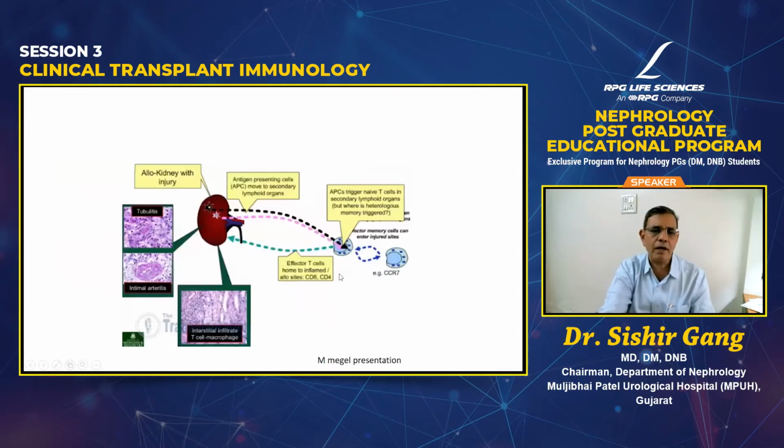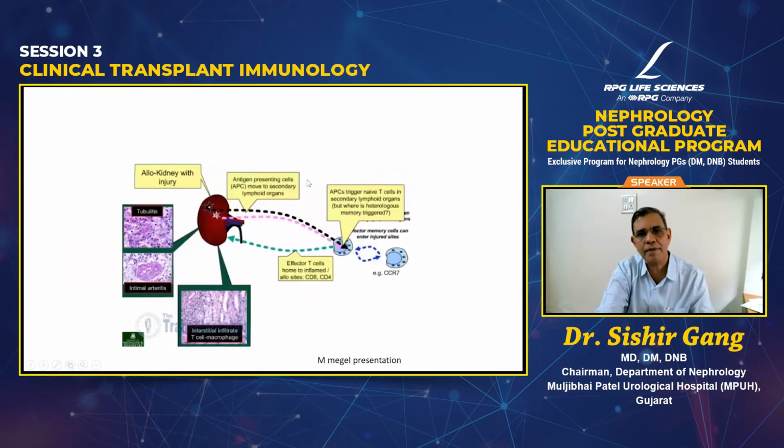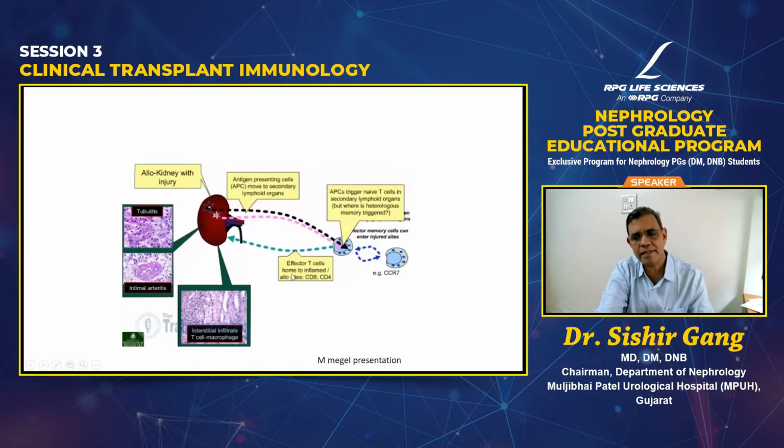So in summary, how does it all happen? Once you put in a graft, the antigen presenting cells move to the secondary lymphoid organ. There they educate the T cells. Some of them go to memory. Some of them convert to the effector cells, that are CD8 and CD4 cells. They come back to the graft and initiate a rejection process where they cause tubulitis, direct tubular injury.